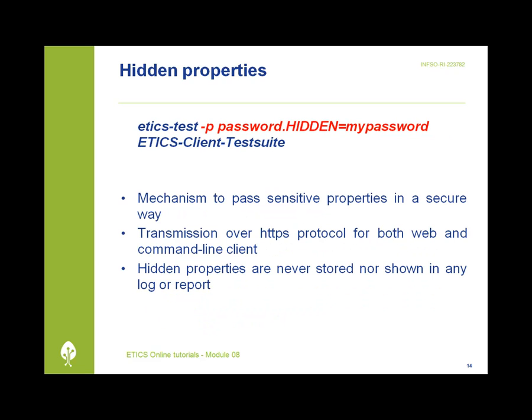In some cases, especially for tests, it is necessary to use sensitive information like usernames or passwords to access external services. These sensitive values cannot be stored in the test configurations themselves, since they would be visible to all users. Passing hidden properties with a test command, either using the web or the command line client, provides a secure mechanism to use sensitive information. The hidden properties, those ending in .hidden, are never stored anywhere nor shown in the final test logs or reports.